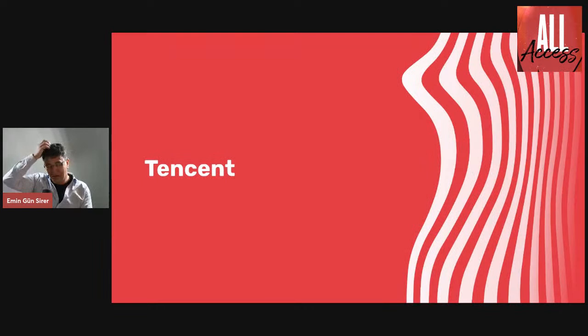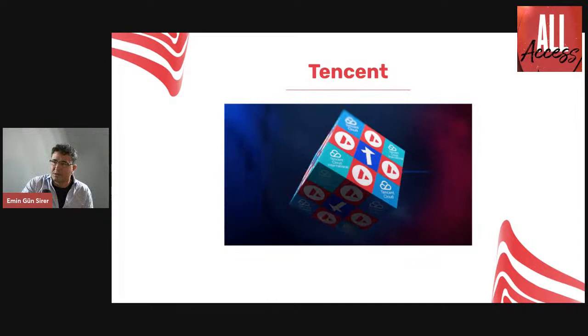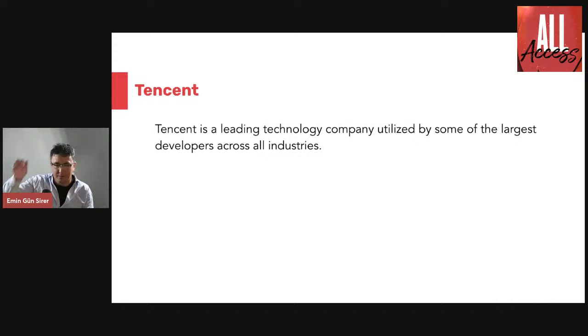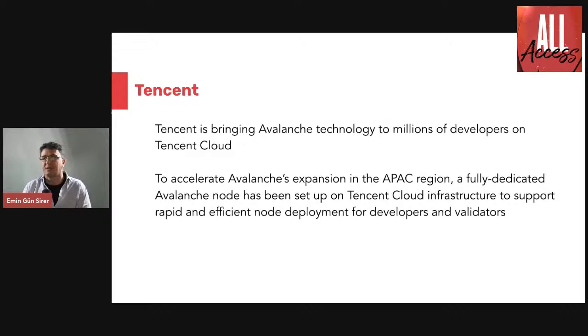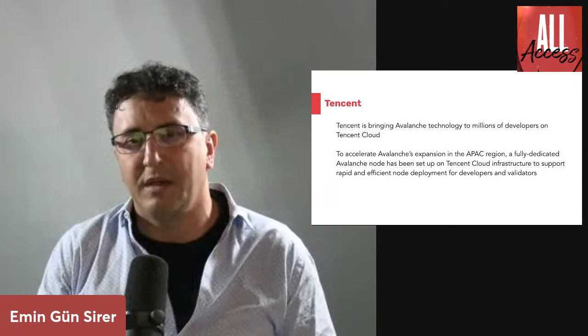Yet another big announcement, Tencent. So that's a cool Rubik's Cube. Or it's not a Rubik's Cube, but you get the idea. Unsolvable Rubik's Cube. Tencent is a leading tech company used by some of the big developers. And they're bringing Avalanche to users of Tencent Cloud. So this is, again, in the same vein as Alibaba, AWS, and a bunch of other cloud providers.